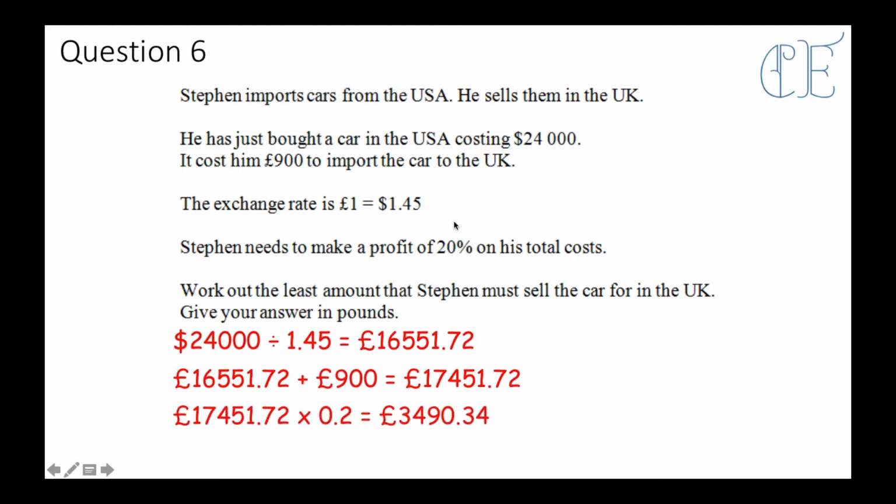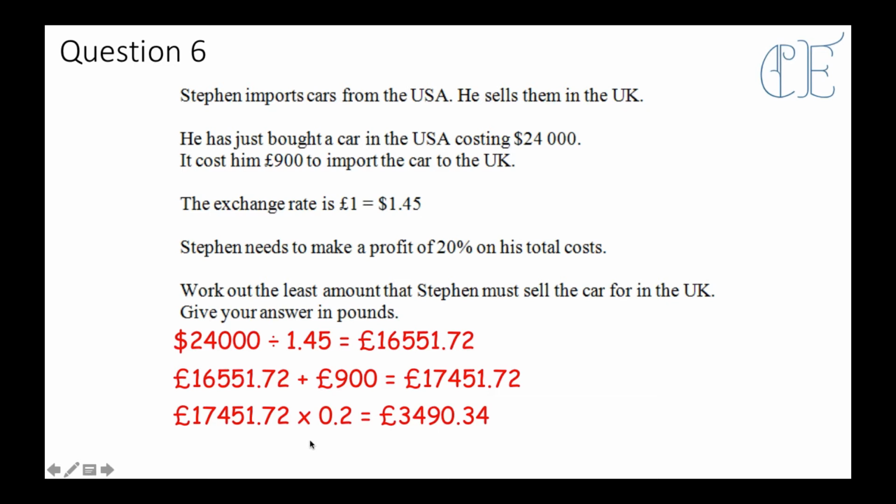Okay, now I need to make a 20% profit. So I need to find 20% of this amount. Now here I've done it using a multiplier, and you must have seen that in my previous lectures on percentages. 20% as a decimal is 0.2. Because this is quite a long-winded question, it will probably be on a calculator paper, so you can use a calculator. That makes life much easier because I can take my total amount that I spent and times it by 0.2, which is my 20%, which is £3,490 and 34 pence. That is my profit. That's how much I need to make on top.